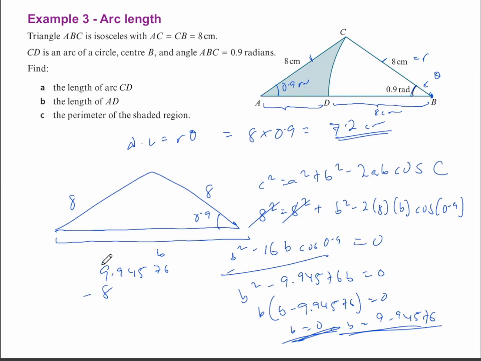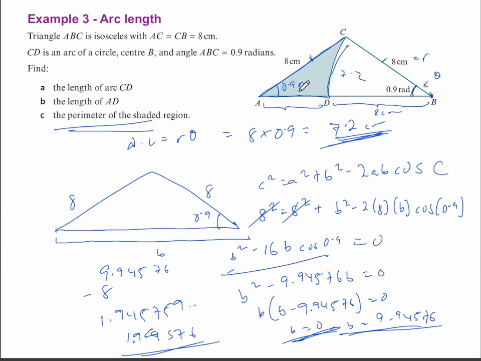If this whole thing is 9.94576, what will AD be? We'll subtract 8 from it, and if we do, we will get 1.945759. And the perimeter of the shaded region is this side right here, plus this side right here, plus the arc length. So you have 8 plus 7.2, which we got in part A, plus the answer we got in part B, which is 1.9. And we add that all up, and we get the perimeter of the shaded region.